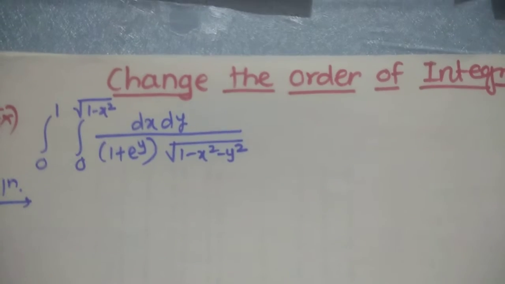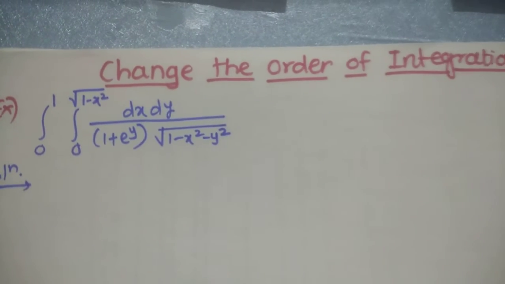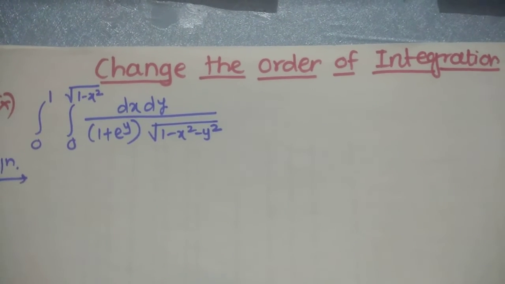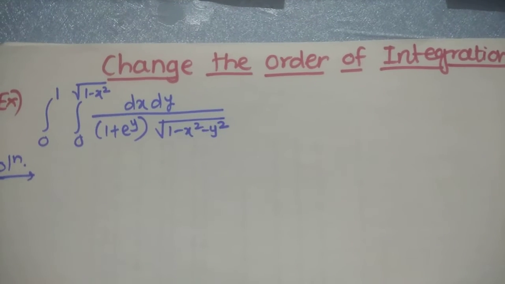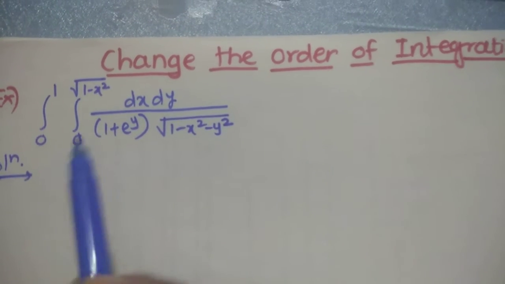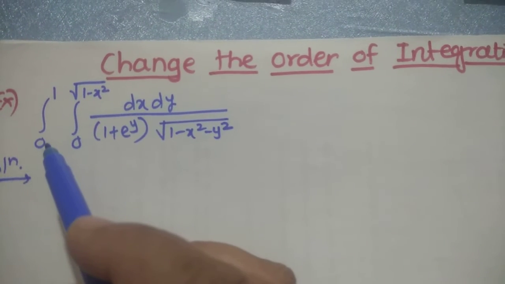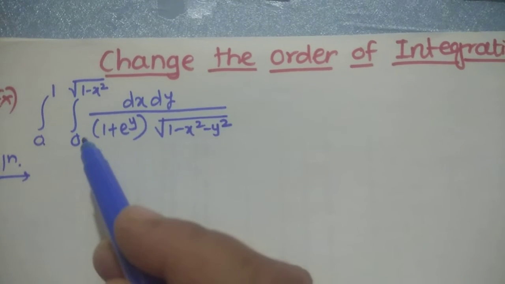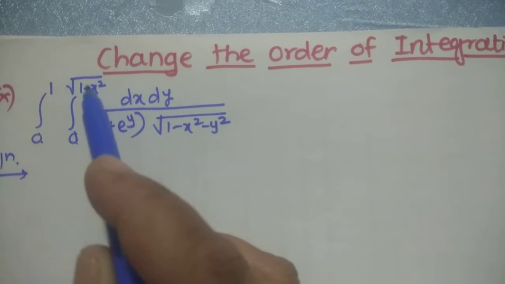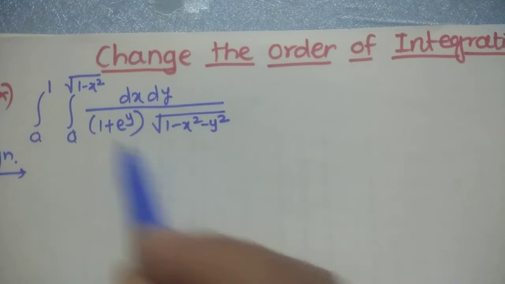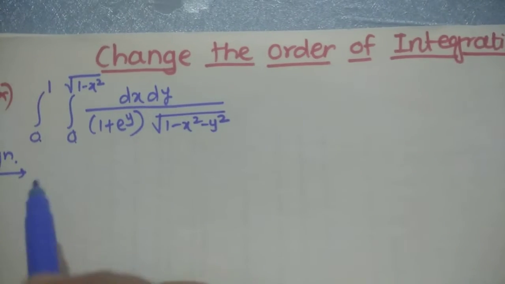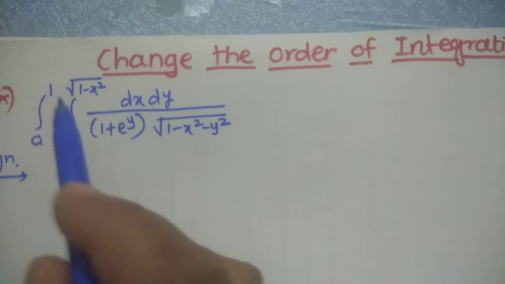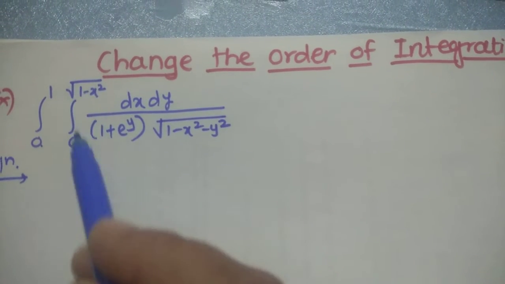Hello friends, today we are going to discuss one example on change the order of integration. Now let us see one example. Here we have the integration from 0 to 1, and the second integration from 0 to under root 1 minus x square, and this is nothing but the integrand. Here one limit is constant and the other is a function of x.